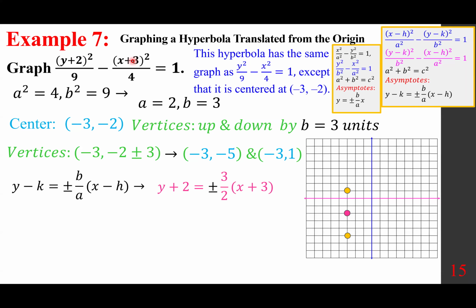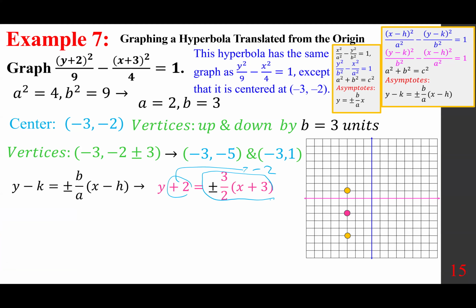If you work it out, and we are going to move this to this side, subtract. So if you work this out, and I'm going to leave it for you to do that, it becomes 3 halves x plus 9 halves minus 2. Just write that and I'm going to erase it.